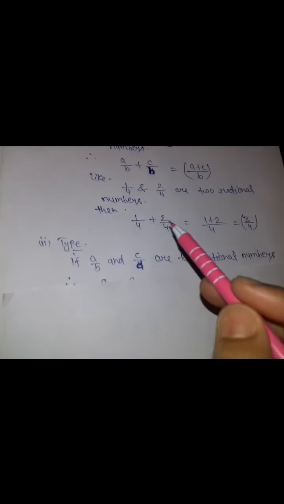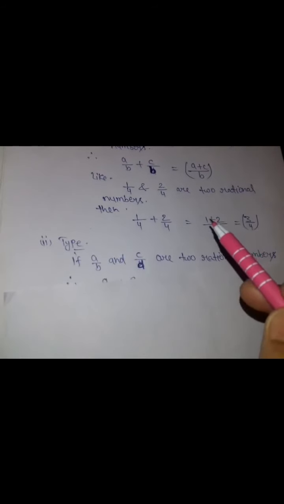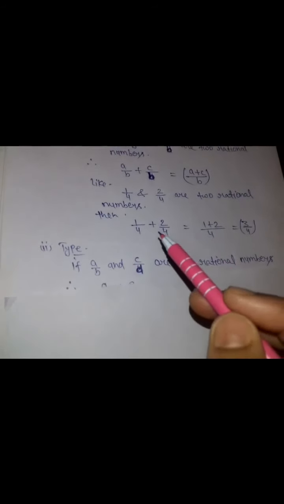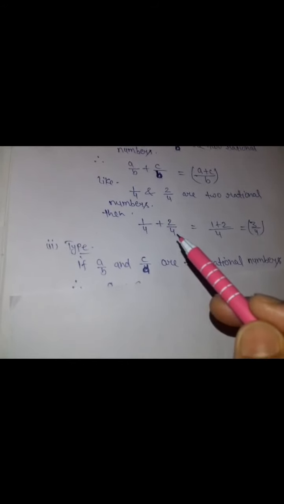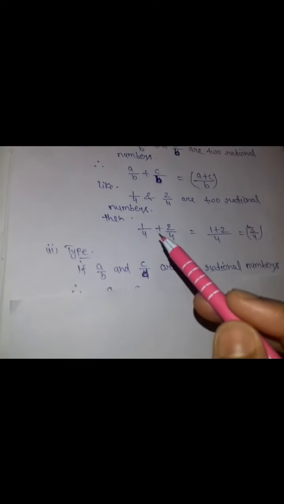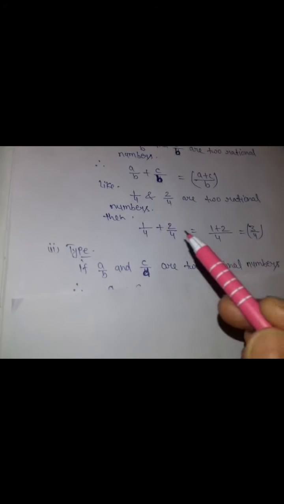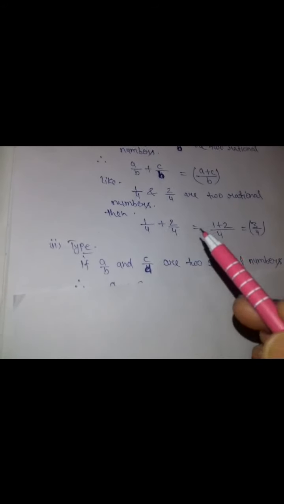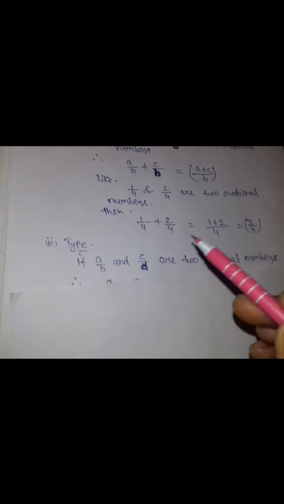If there is minus, then the numerators will be subtracted. There is no other condition for the subtraction. If there is plus, it will be added. If there is minus, it will be subtracted. The rule and the process are the same for them.